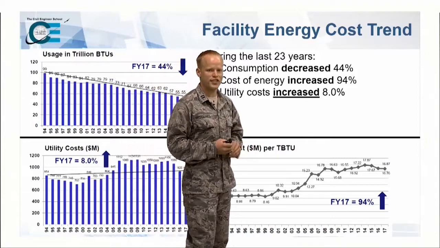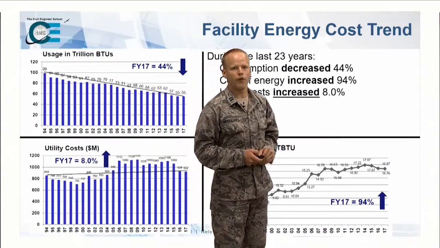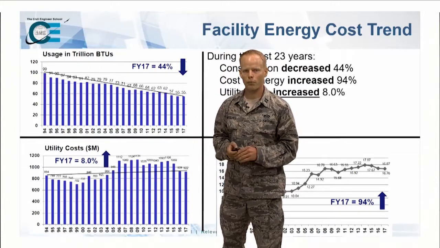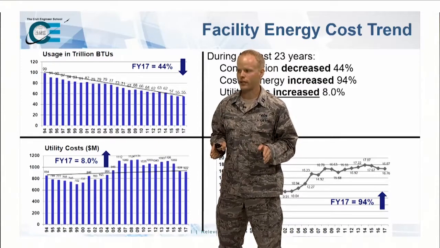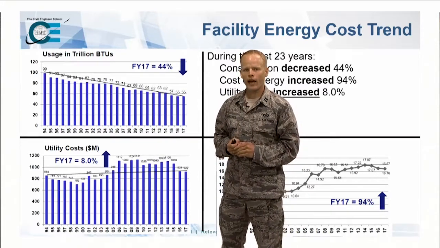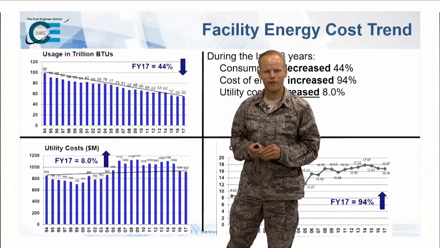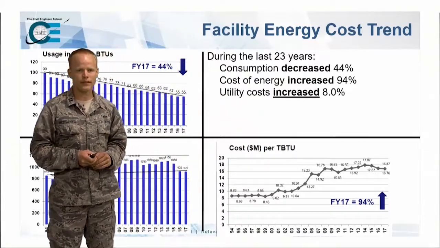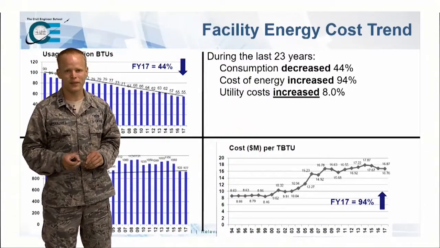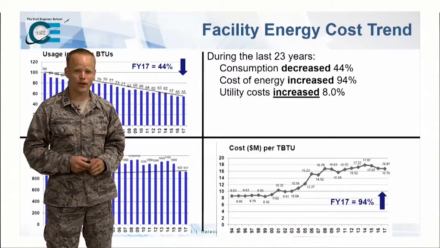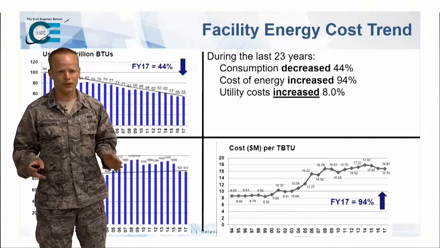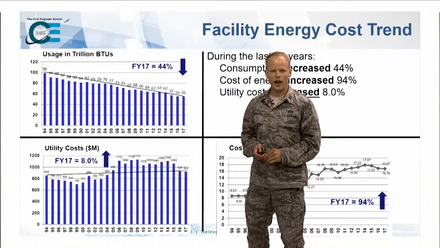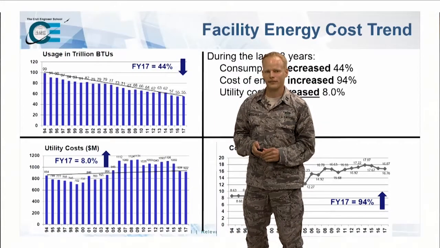But we've started saving energy. We can save energy. If we look at our usage, we have decreased our energy use 44% since '94. We've roughly cut our energy consumption in half. However, our utility costs, let's go to this slide first. Our cost per tera-BTU increased 94%, nearly doubled. So where does this shake out? It shakes out that our utility costs have increased about 8% since '94.